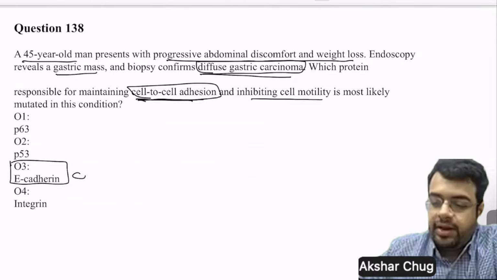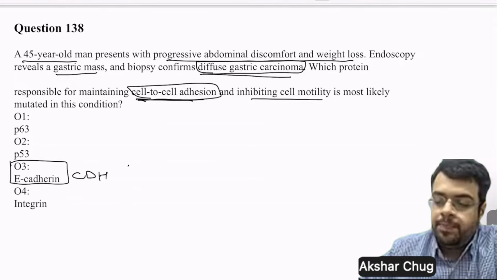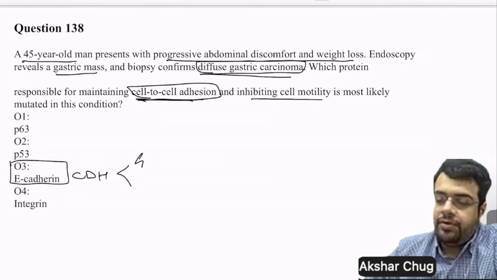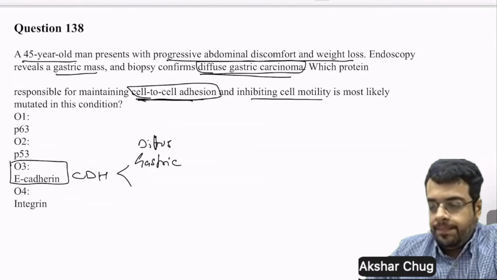There is a CDH1 gene mutation, and mainly two cancers are associated with CDH1 mutation. The first is diffuse gastric cancer, and the second is lobular cancer of the breast.